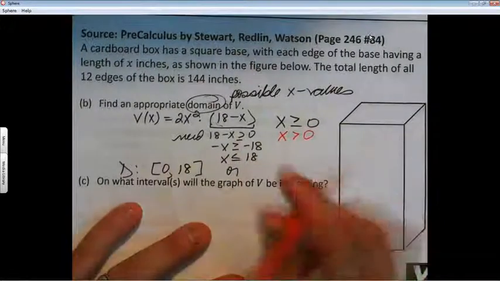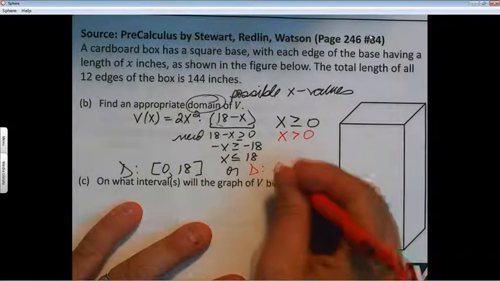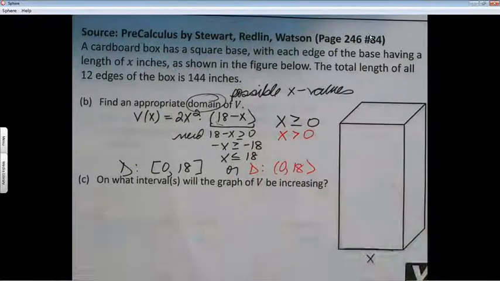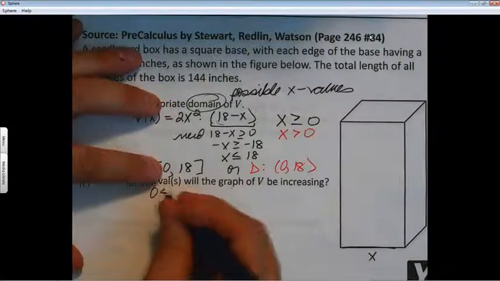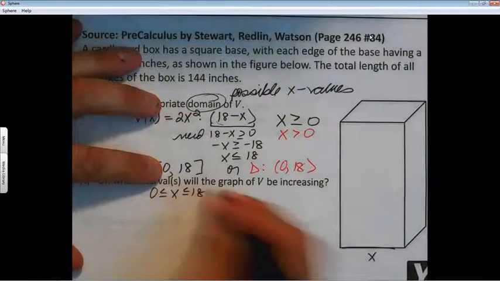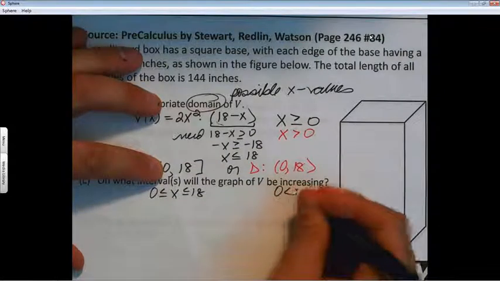If I solve that inequality, we'll get that negative x is greater than or equal to negative 18. Divide everything by negative 1. x is less than or equal to 18. That gives me a domain. I'm going to use brackets, so we're going to include the 0 and the 18. A domain of 0 to 18.